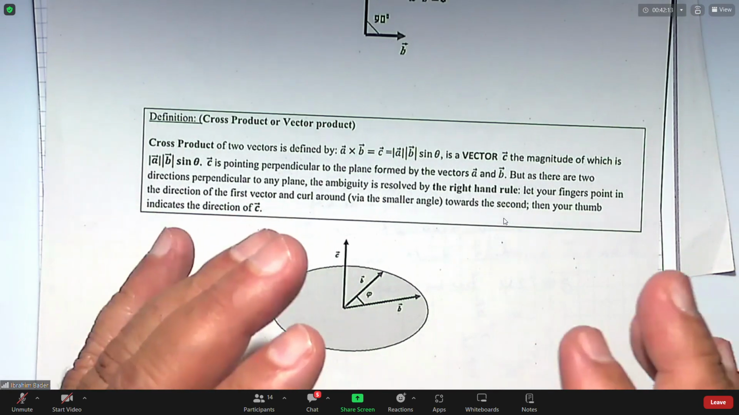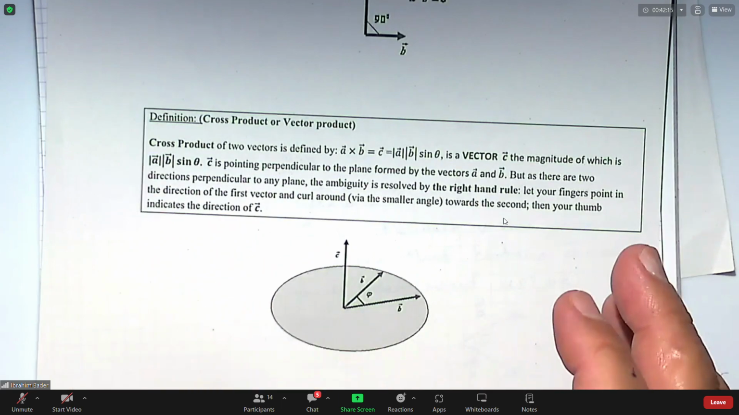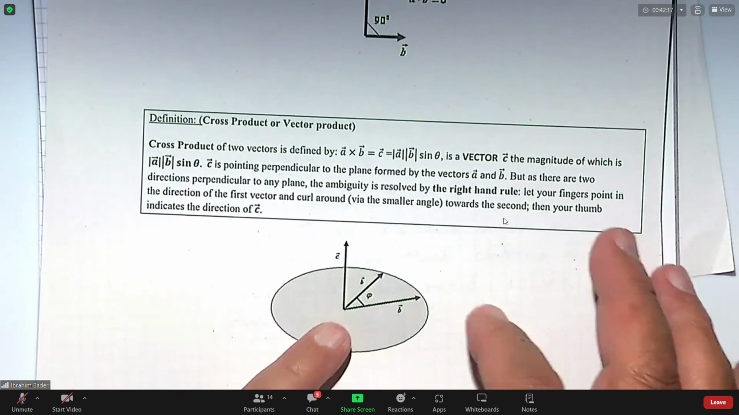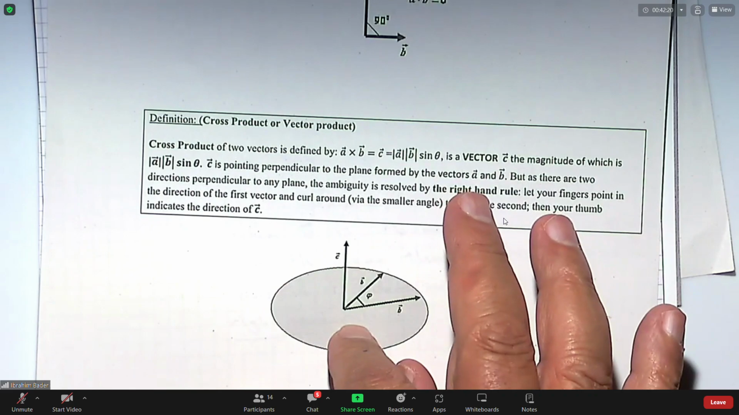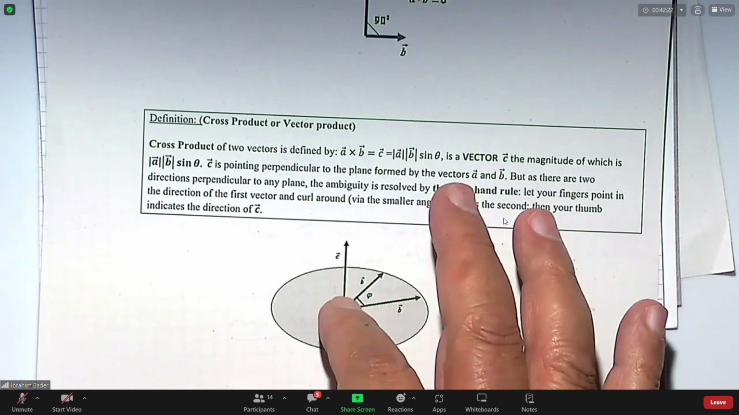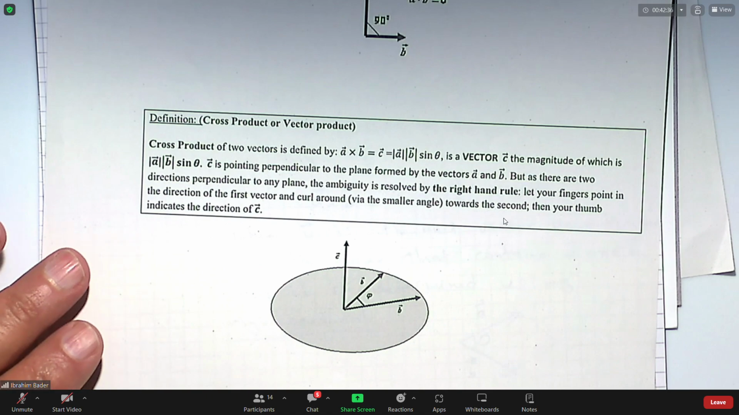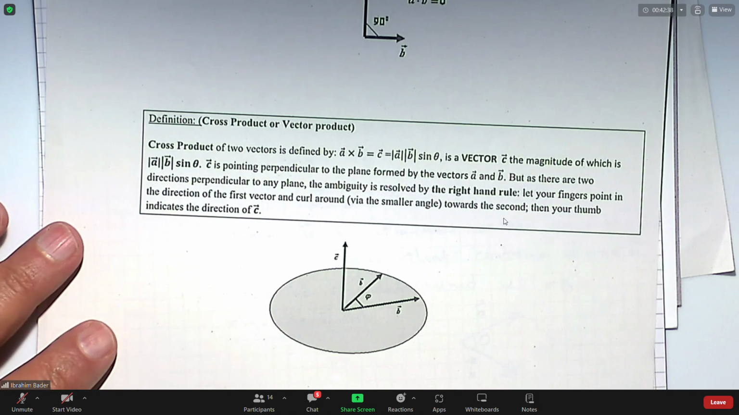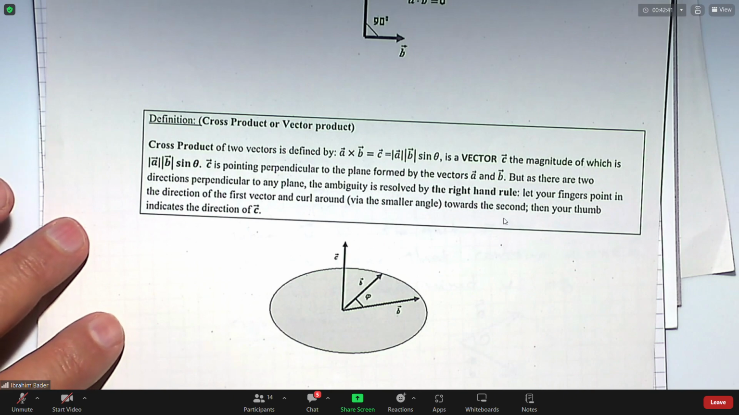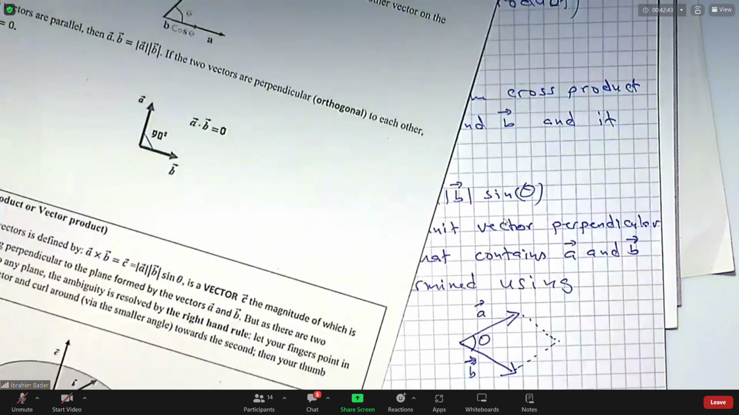And this is, of course, to avoid ambiguity. As I showed you, this is the plane here, the shaded area containing the two vectors. A vector that is perpendicular can go in this direction or in the other direction. So to make sure that we can determine this uniquely without any ambiguity, we just use this rule. Okay. Questions?